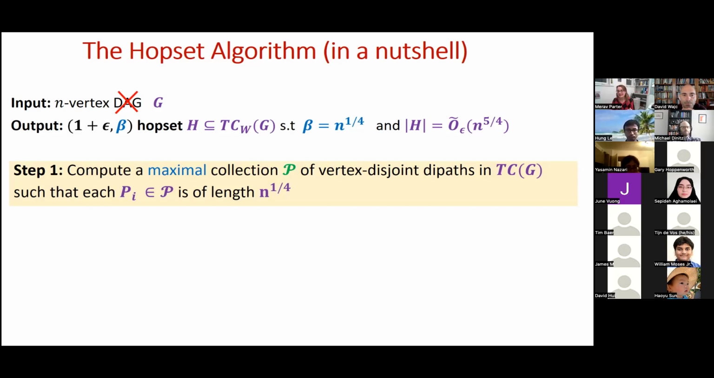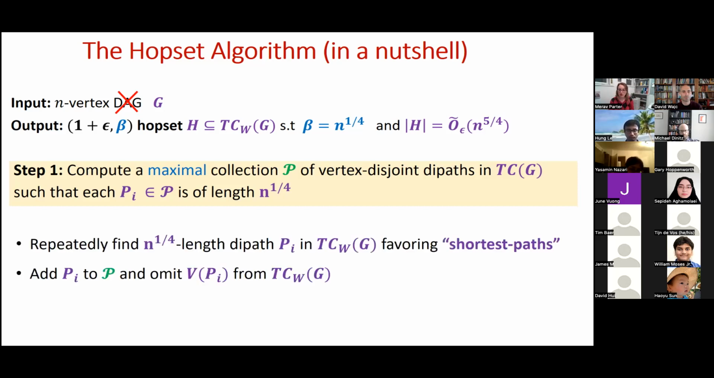And the high level idea, it follows the same kind of 3 steps as we have for the unweighted shortcuts, but with more complications. So the first step, we compute a maximal collection, again, of vertex disjoint directed paths. But now the length of every path is going to be n to the 1/4, which is like the diameter, the upper bound that we wish to obtain.